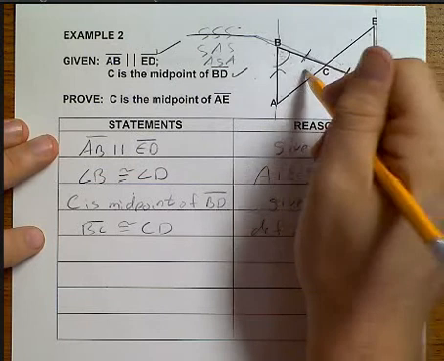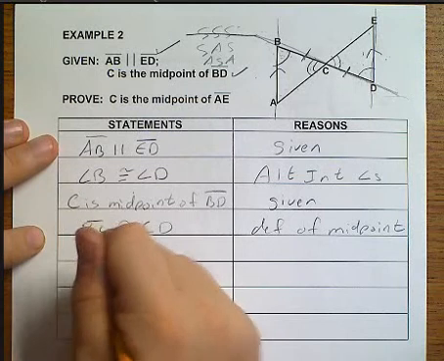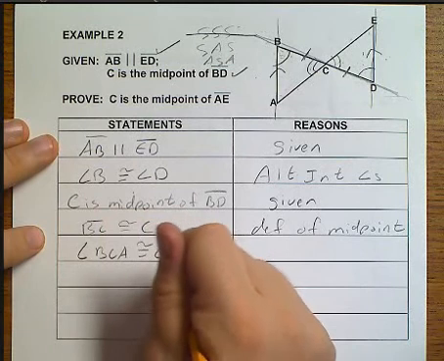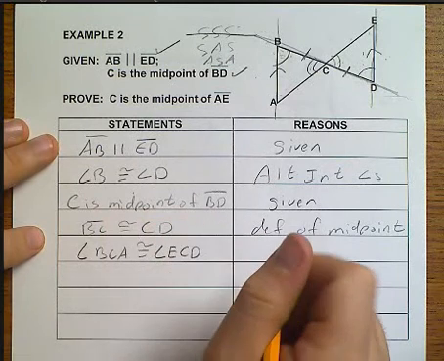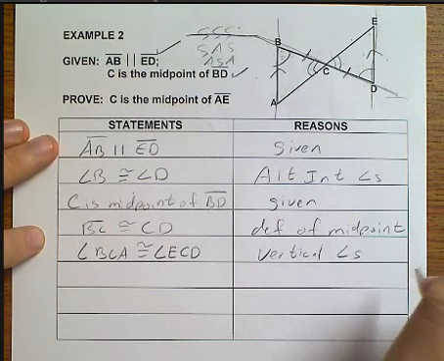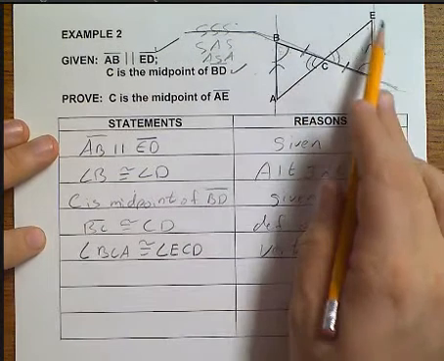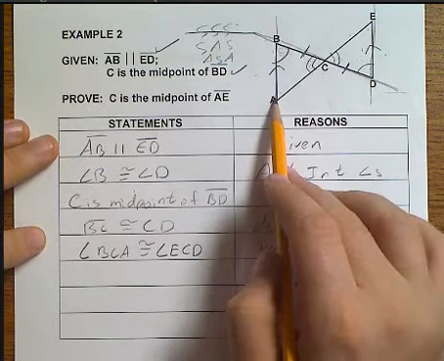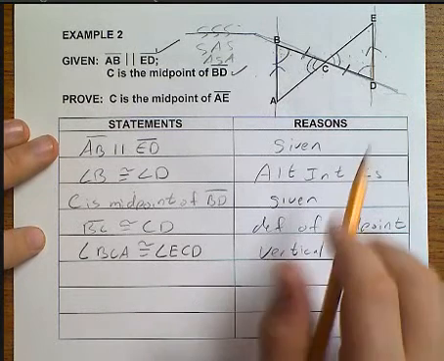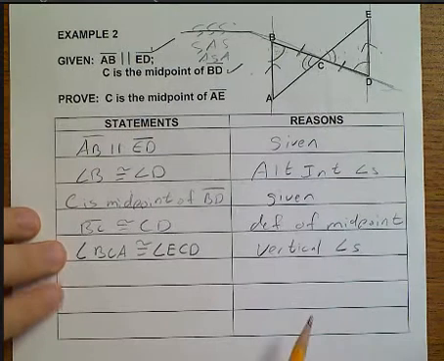Well, these two angles are vertical, so yes, they're the same. Angle BCA is congruent to angle ECD because they are vertical angles. Now, I couldn't just use angle C because I've got 1, 2, 3, 4 different angles here that all use C. So I had to label them out. But I've got my congruency statement.